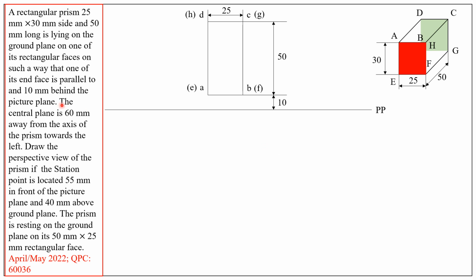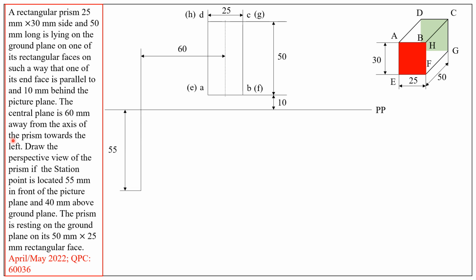It is given that there is a central plane 60 mm away from the axis. So we need to construct the axis of the prism. So this is the axis, and the central plane is 60 mm away from the axis and towards the left. Therefore, on the left side of the axis, draw a vertical line at a distance of 60 millimeters.